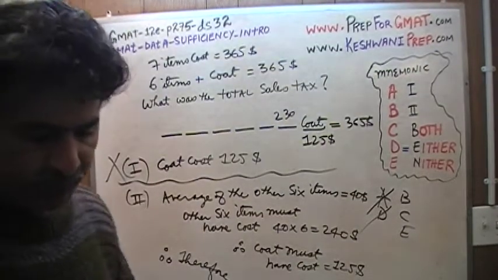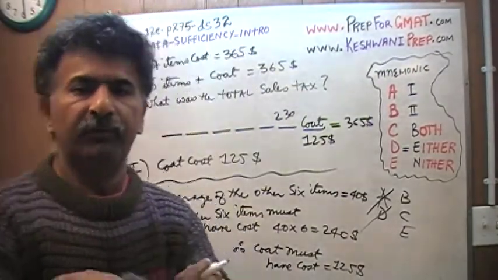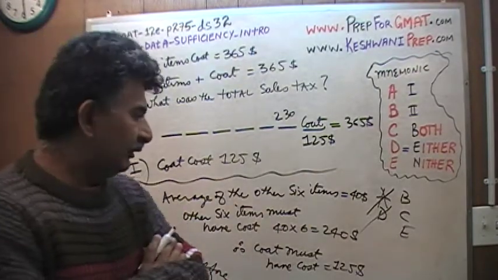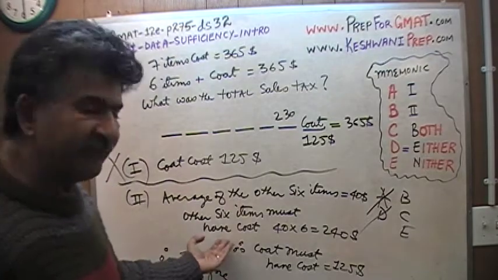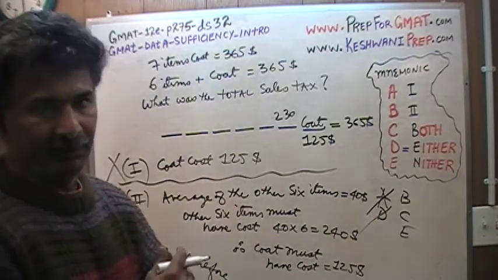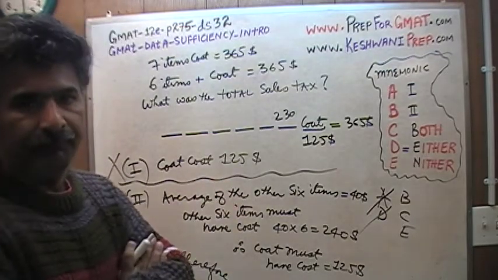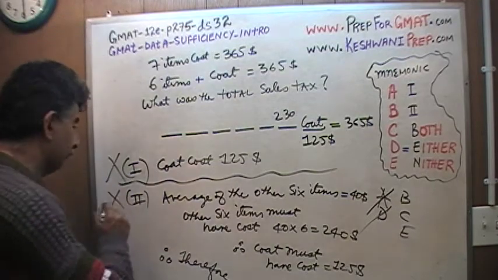In other words, the second statement is telling us nothing different than what was told in the first statement. The second statement is a restatement of the first statement, it is the first statement incognito, but they're not telling us anything new. Therefore, the second statement by itself is also not enough.